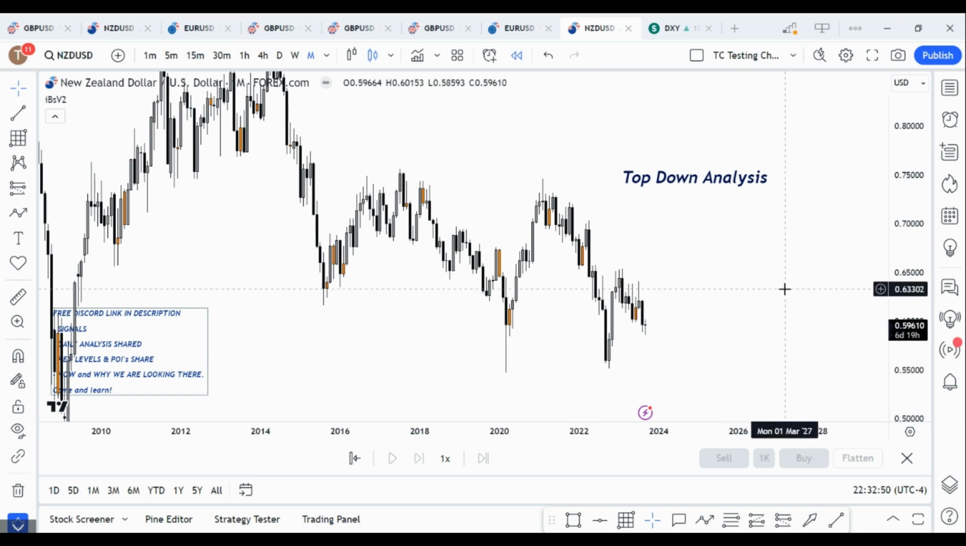Today we will be going over top-down analysis and how you can frame your higher time frame bias on the monthly, weekly, and daily time frames, all the way down to your entry time frames, either the 4 hour, 1 hour, or 15 minute time frames.